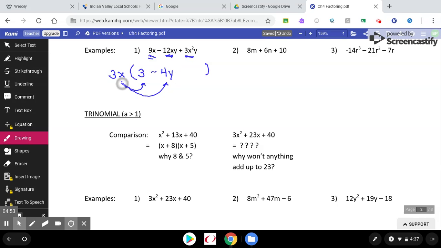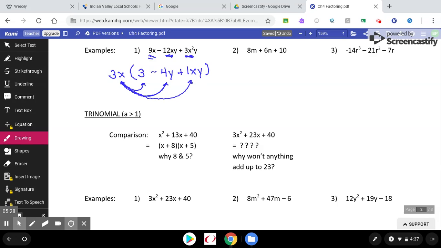But again, check it. If I were to take the 3x times the 4y, do I get 12xy? And the answer is yes. So 3x times what will give me that last one? 3 times 1 will give me the 3. And again, you don't have to write the 1. I have 1x, so if I'm going to get an x squared, I need one more. And no y's, so the only way I can end up with that y is to leave it where it was. But again, distribute that back out, and you know if you're right or not. So that's the beauty of these.